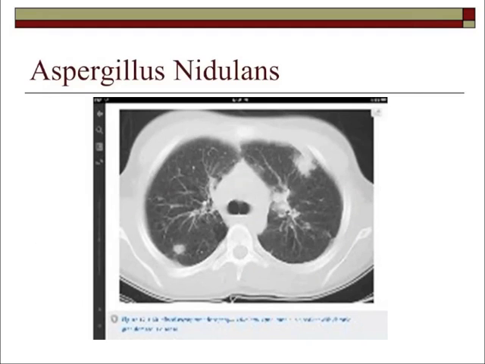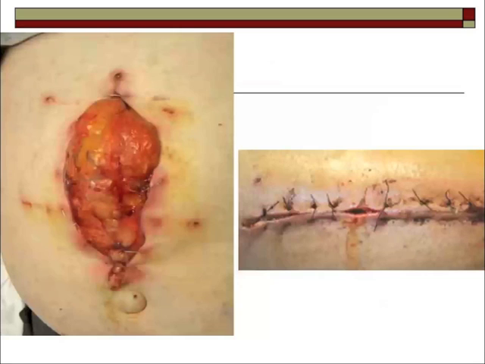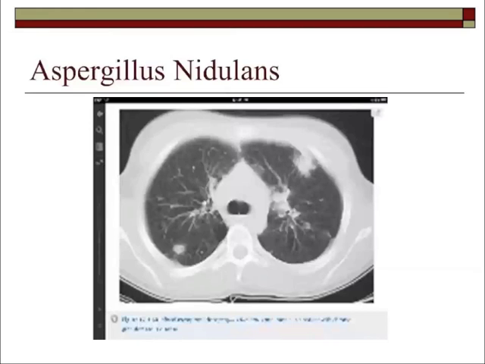And then, like I mentioned, the Aspergillus nidulans pneumonia, that's also pathognomonic for CGD. That looked like pneumonia. Yeah, exactly. There's a lot of circular.